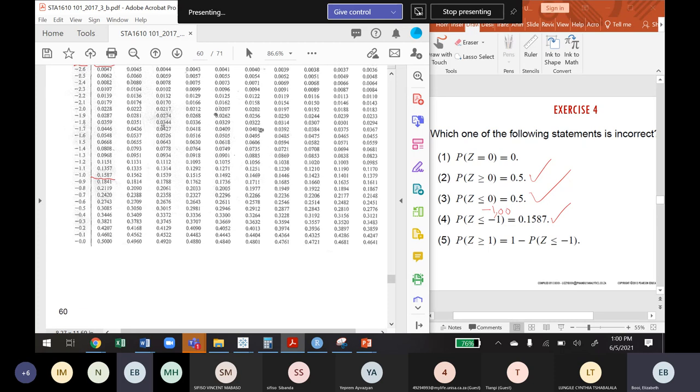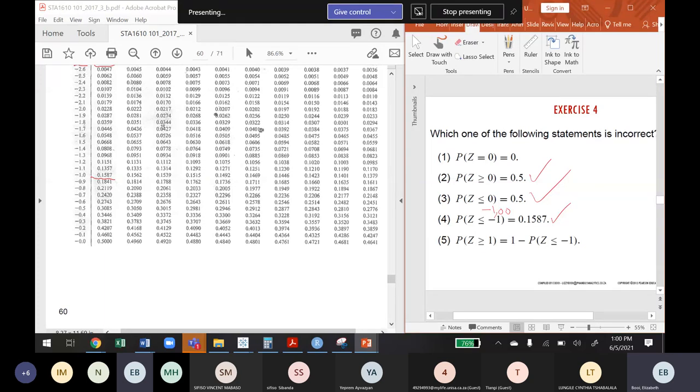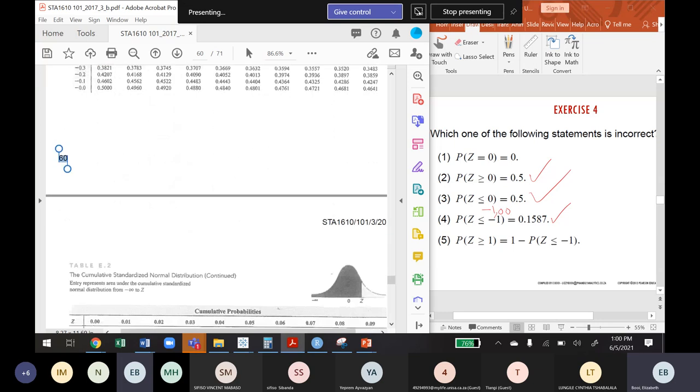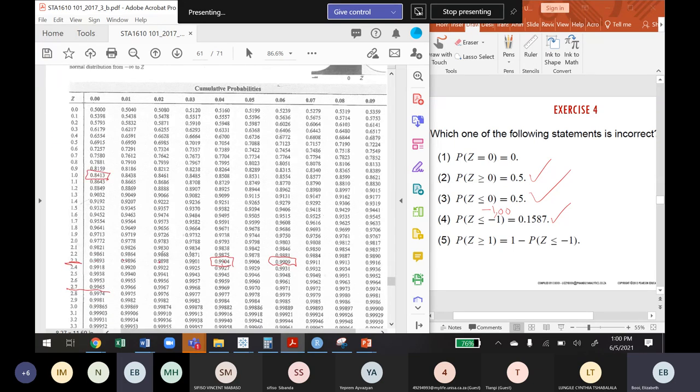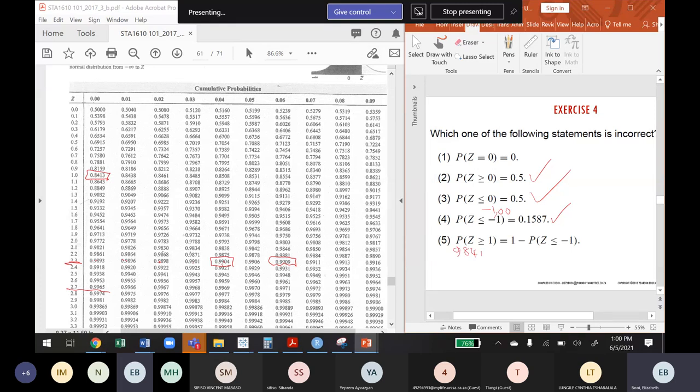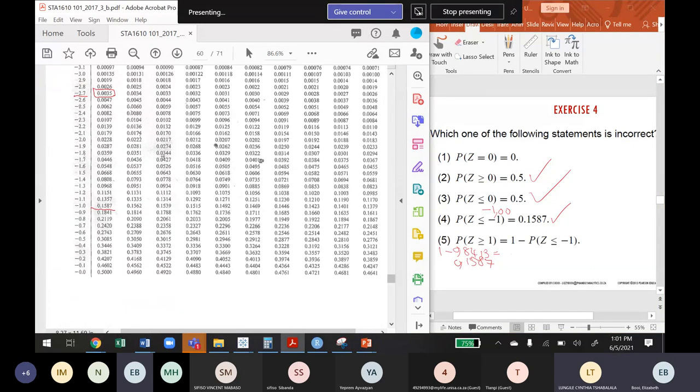Let's look at number five. Number five says the probability of Z greater than 1. So we need to go to the probability of Z at 1 in the positive, that is 0.8413, but we need to subtract it from 1 because this is the probability of a less than. That will give us 1 minus 0.8413 gives us 0.1587. Now we need to find the probability of 1 minus the probability of z less than minus 1. It's also number 4 there. It's calculated. So z minus 1, we did find it.